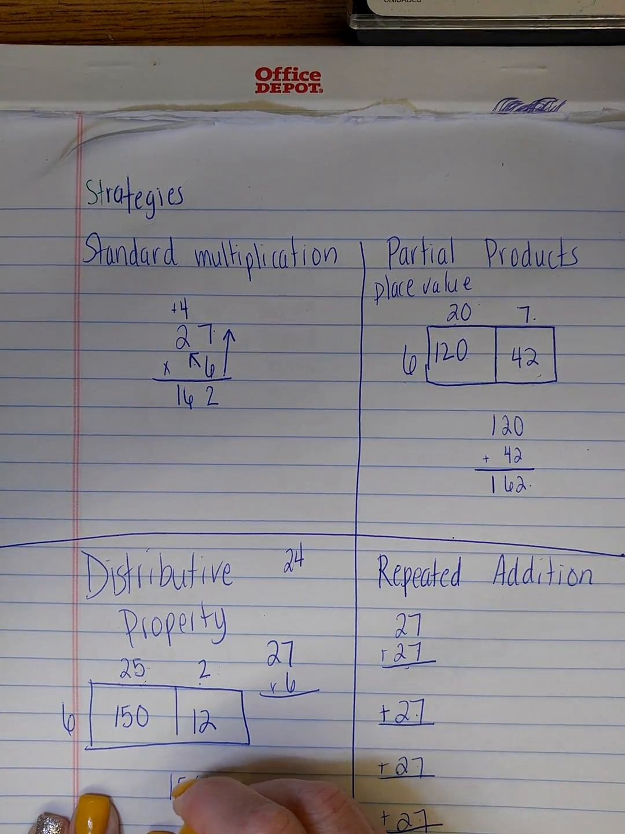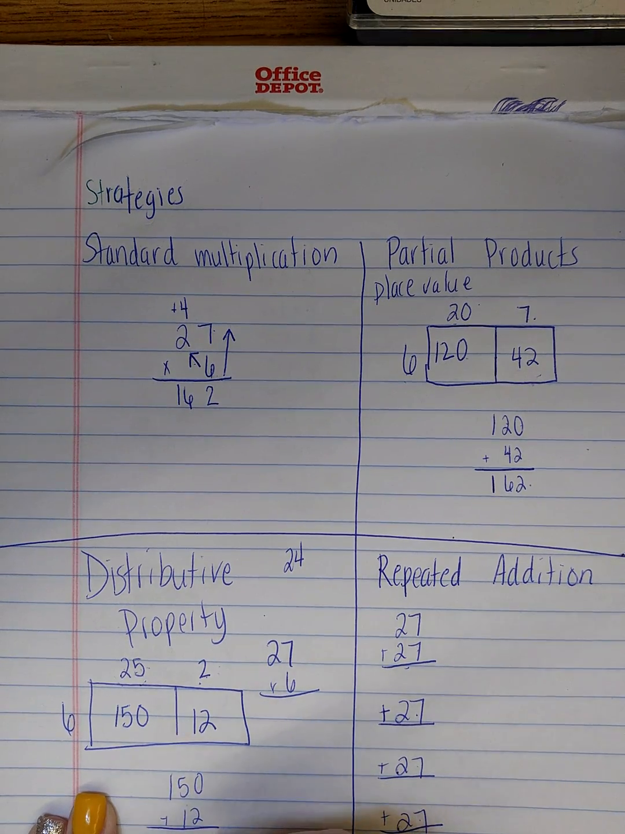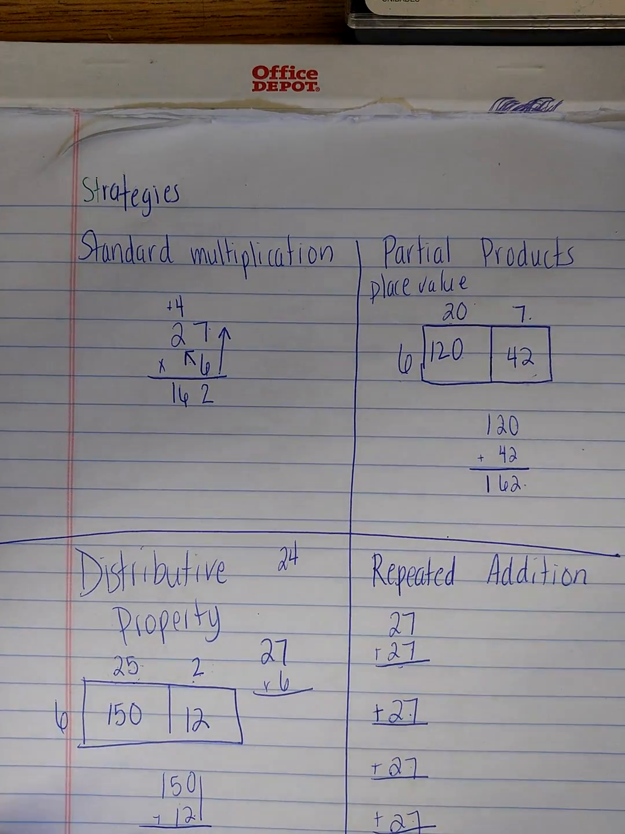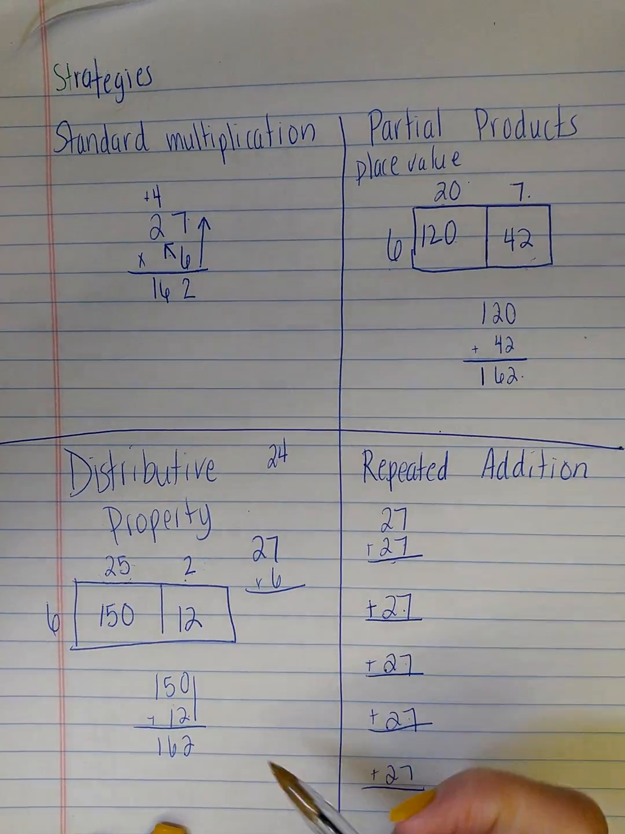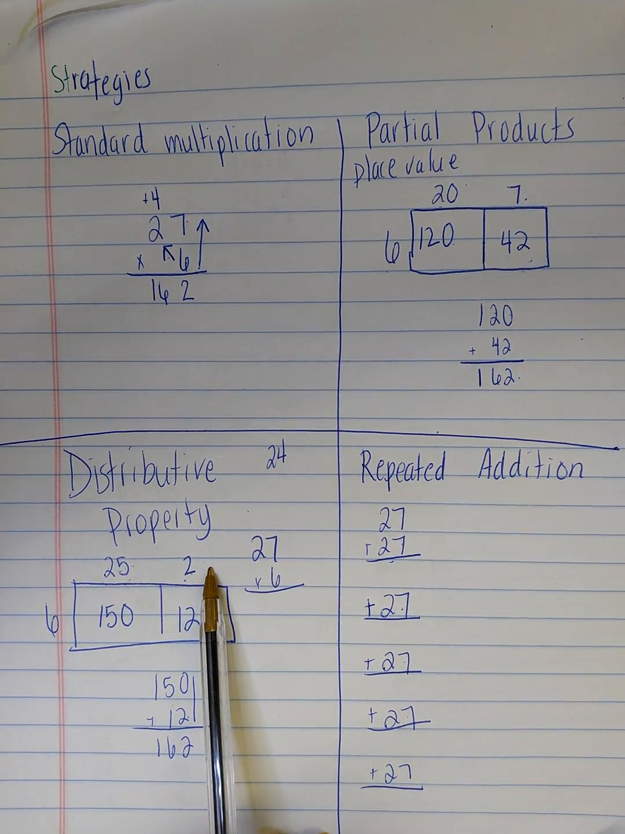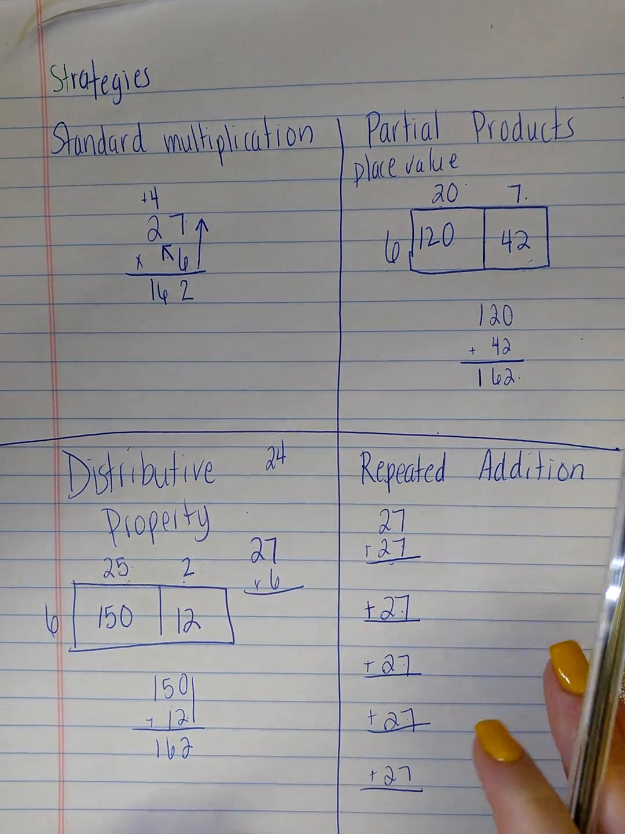So now I have 150, and again, I do it vertically, plus 12. That's starting with my ones, 2, 6, 162. So you see the answer is the same using distributive property, but I broke the numbers up into two numbers that I know I can multiply quickly.